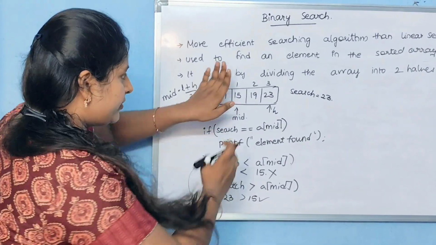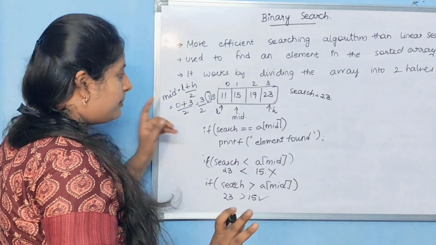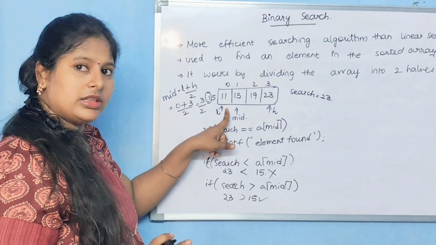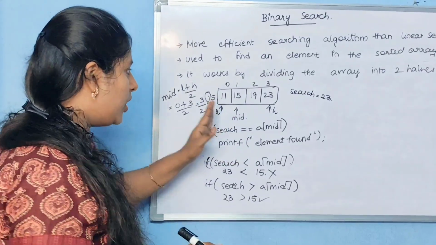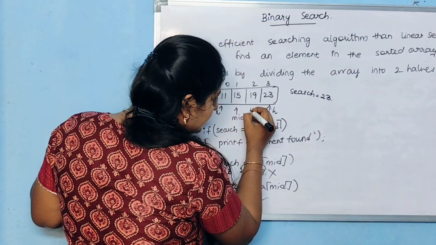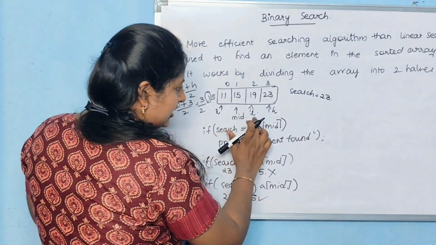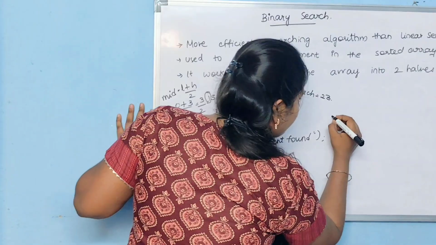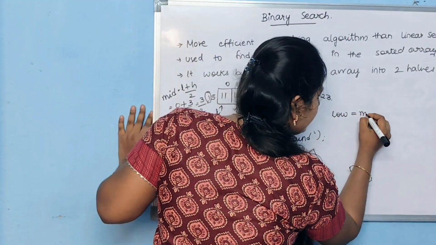So what will I do? I will leave this part, and high is left as it is. But low value, if I consider this again, I have to check this also. This time I don't want that. Now I'll take this as the low value. So for taking this as low value, what should I do? My low value equals mid plus 1.